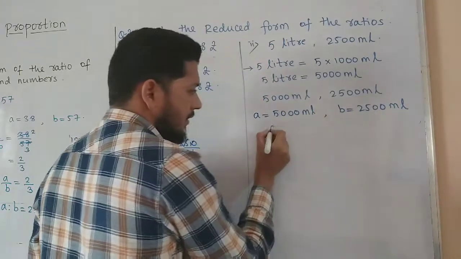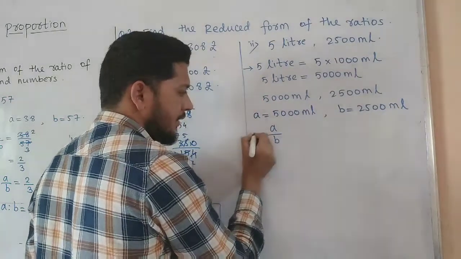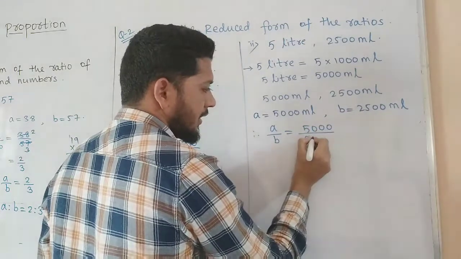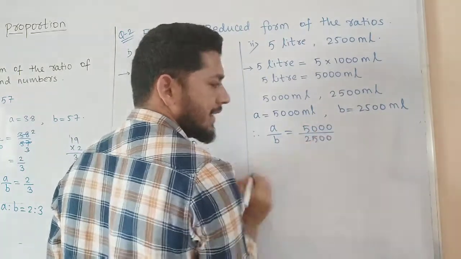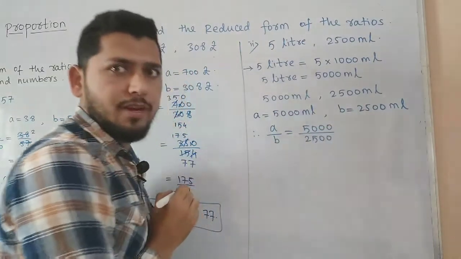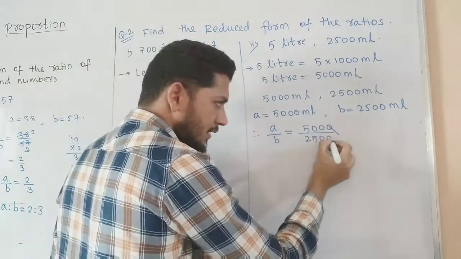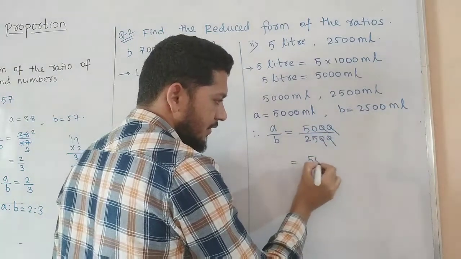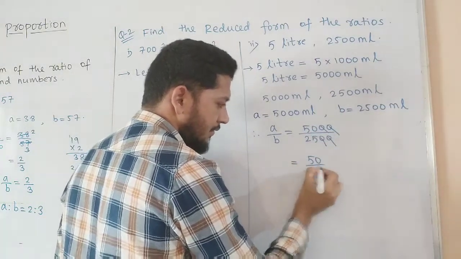Now we'll divide it. Therefore A upon B is equal to 5000 upon 2500. ml नहीं लेना है. अभी now how will we divide this? First this 0 cancels with this 0, second 0 cancels with second 0. Which number is left? 50 upon 25.